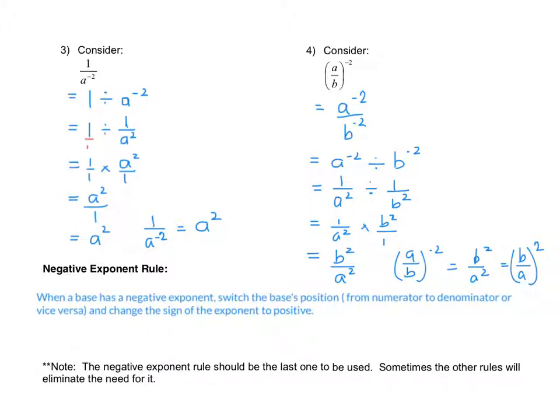So hopefully this rule makes sense. When the base has a negative exponent, you're going to switch the base's position. So if it's in the numerator, it goes down to the denominator, or vice versa. If it's in the denominator, it slides up to the numerator. And the sign of the exponent changes to positive. The sign of the base does not change. It's only the sign of the exponent that changes.